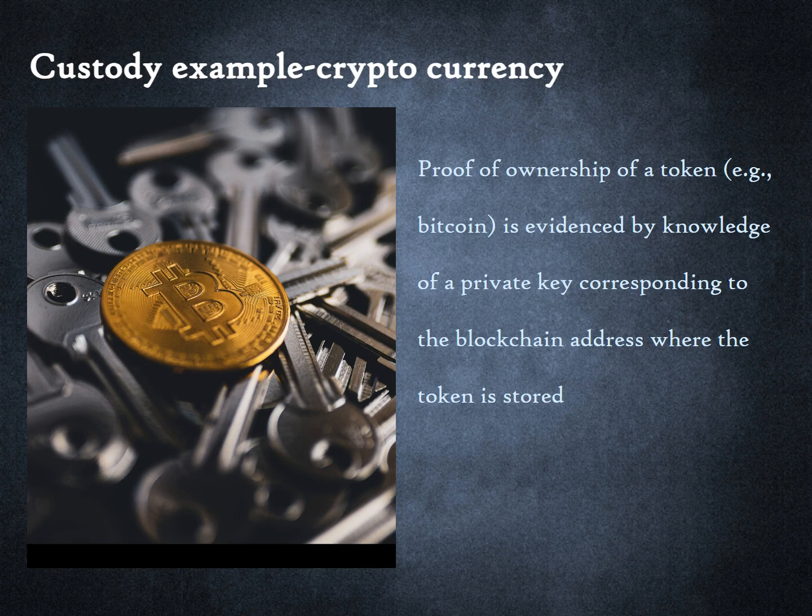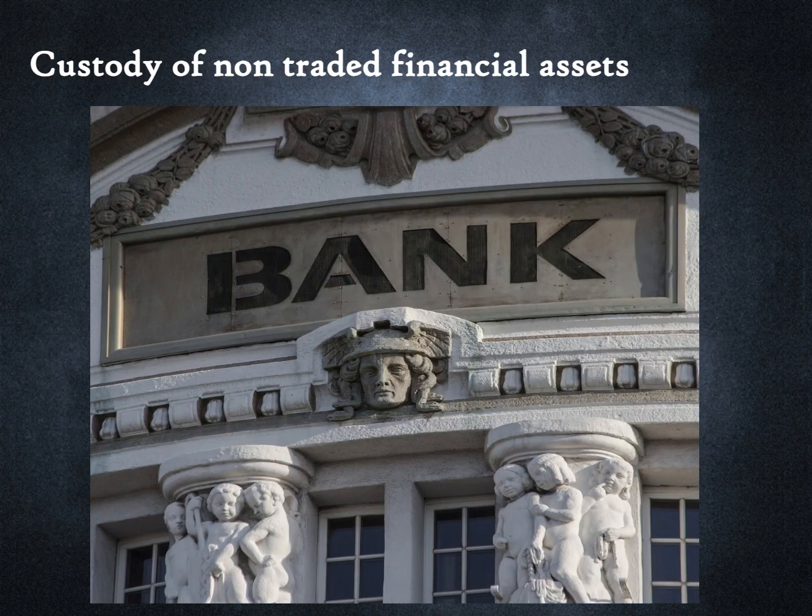Proof of ownership of a crypto token like Bitcoin is evidenced by knowledge of a private key corresponding to the blockchain address where the token is stored. In the crypto ecosystem, individuals can choose to maintain custody themselves instead of relying on a government entity or a financial institution. Individuals can maintain their private key themselves by simply writing it down somewhere or digitally, within a crypto wallet. The most common custodian of our financial assets is the bank where many of us keep our savings.